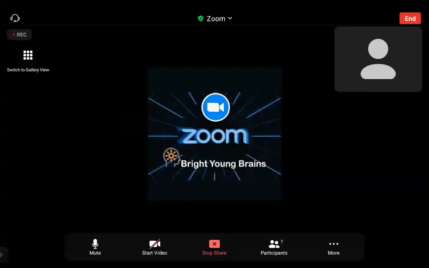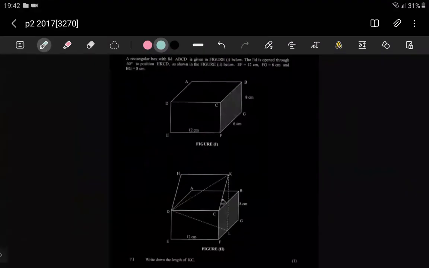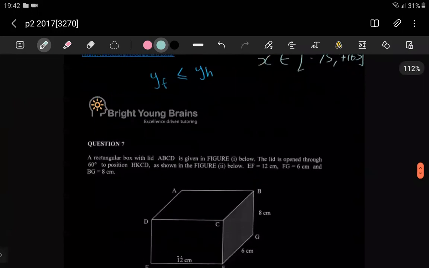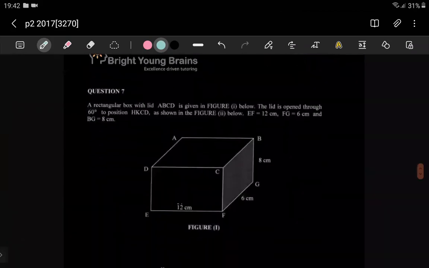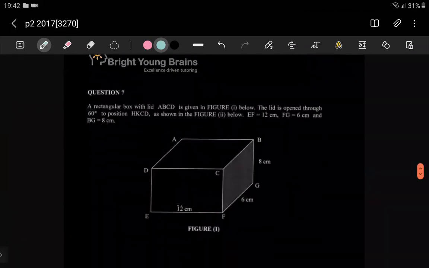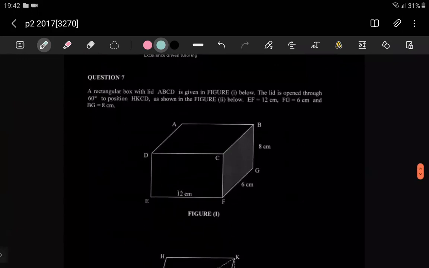So with something like question 7, we can see it's a 2D, 3D triangles question, point blank. That's what we can see. Now it says question 7.